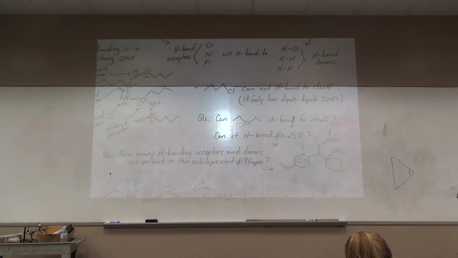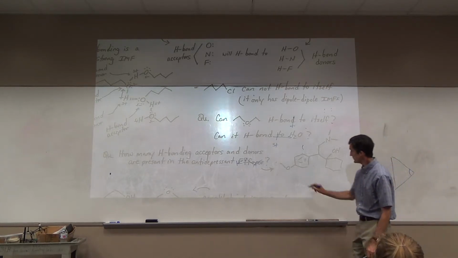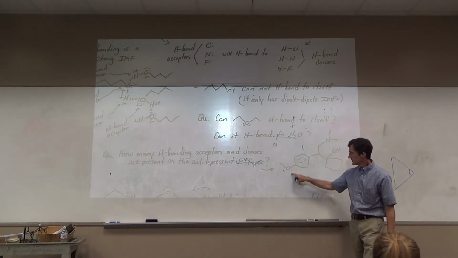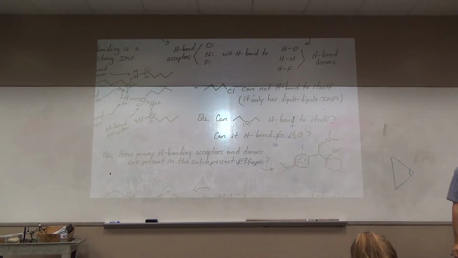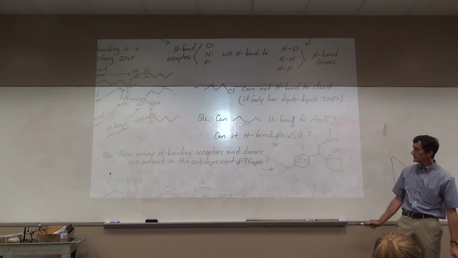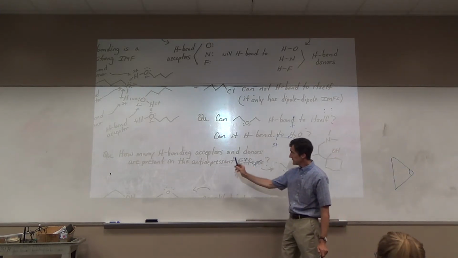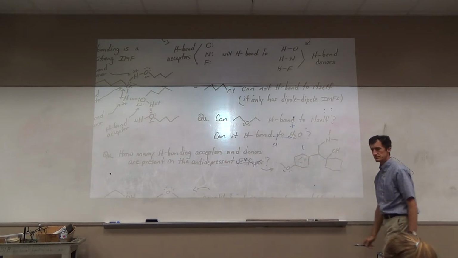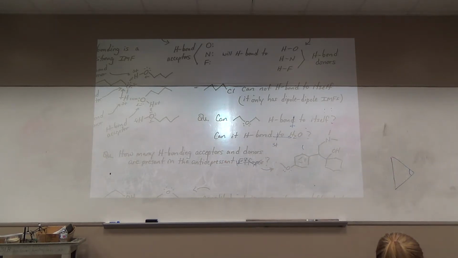Anybody say another number other than 3? Everybody say 5? I mean, there's 2 lone pairs here. Could each one hydrogen bond? It's possible. I would ask for that to be clarified. How many acceptors? I would say, are you saying acceptor atoms or acceptor lone pairs? If we say acceptor atoms, it's 3.